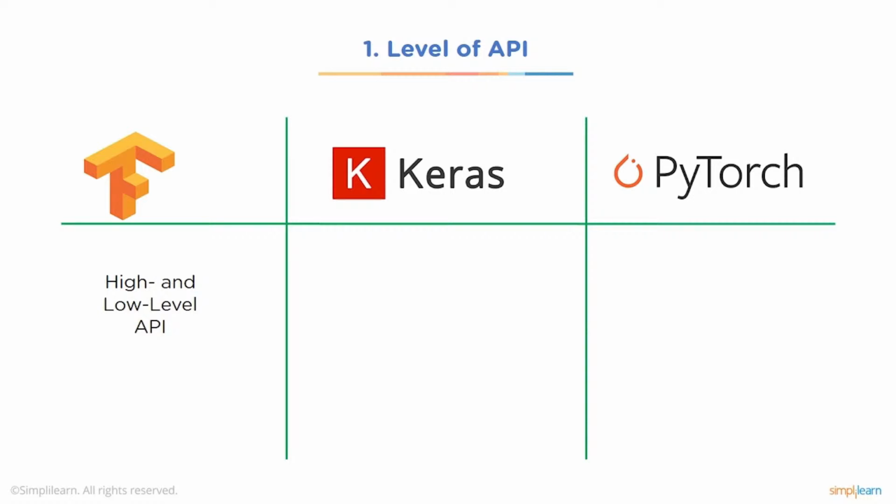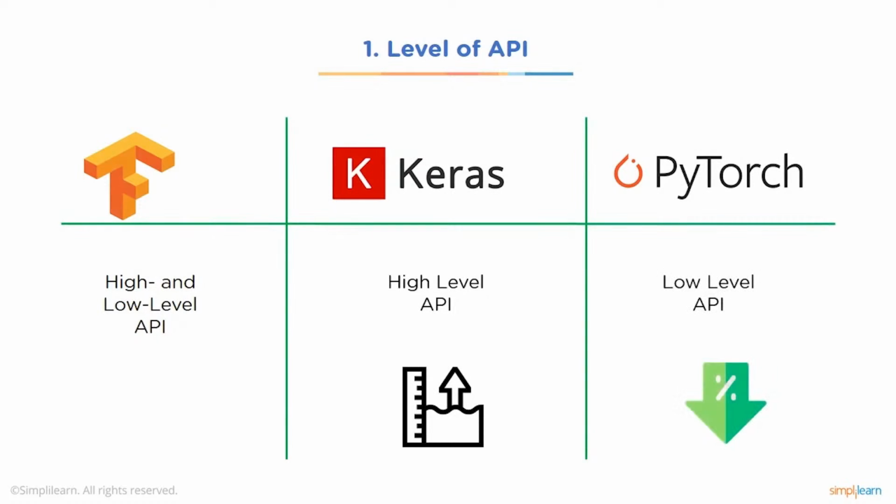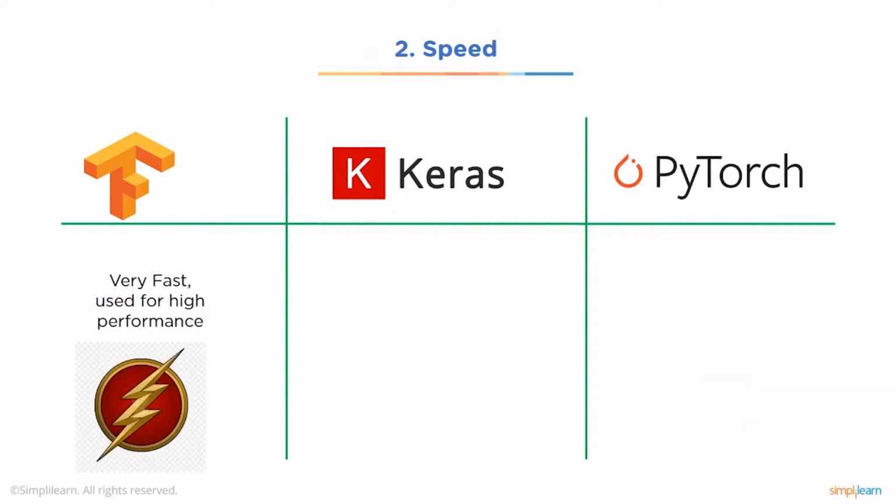In this case, TensorFlow is a high and low-level API. Pure TensorFlow is a low-level API, while TensorFlow wrapped in Keras is a high-level API. Keras in itself is a high-level API which uses multiple low-level APIs as a backend and simplifies the operation of these low-level APIs. PyTorch is a low-level API. The next criteria that we'll be looking at is speed.